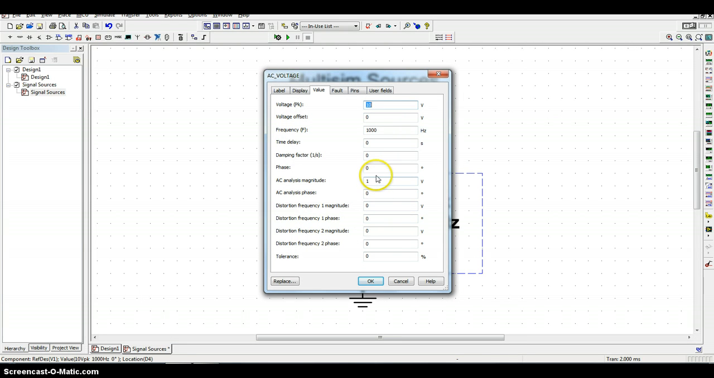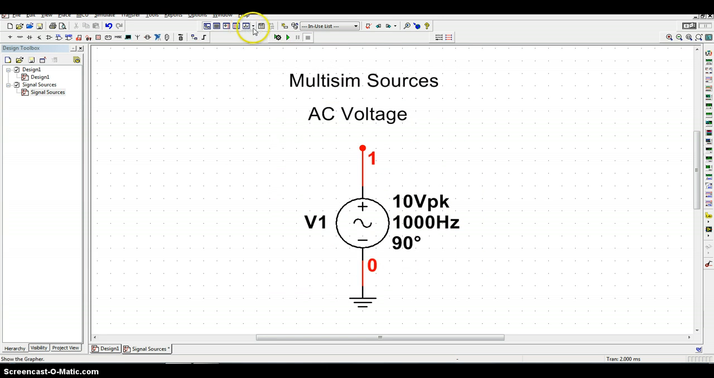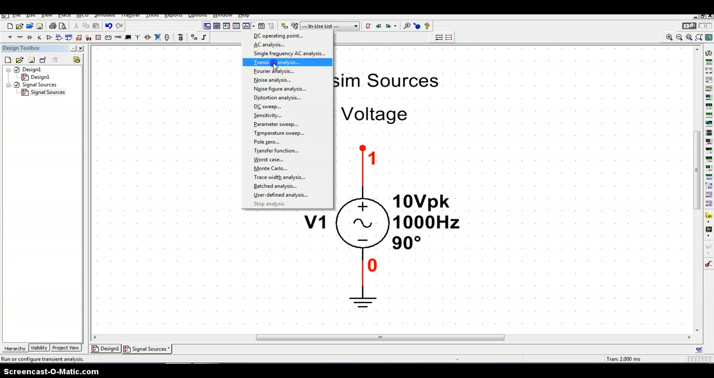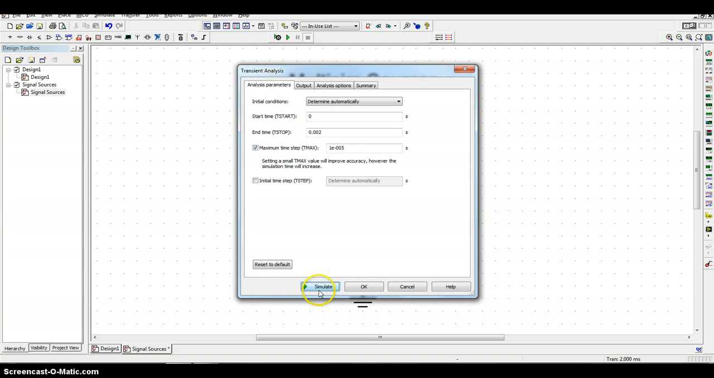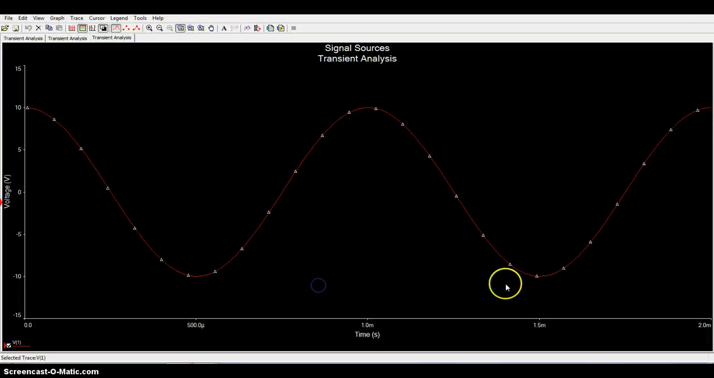Okay, let's illustrate how we can change the phase angle. Suppose I want a cosine function, for example. The cosine function is 90 degrees ahead of the sine function, so I enter plus 90 and click OK. And once again, I will click on transient and run it through the same time frame. And we have the function starting at 10 volts at a maximum, which is the cosine function.